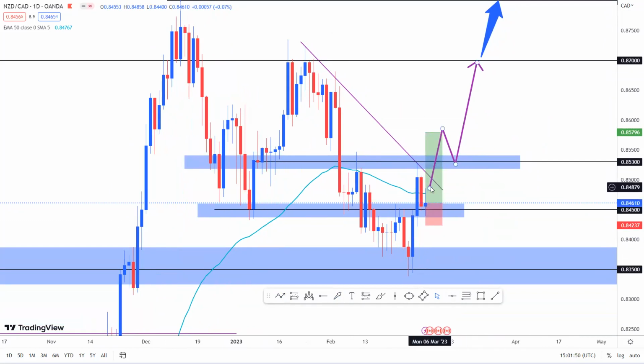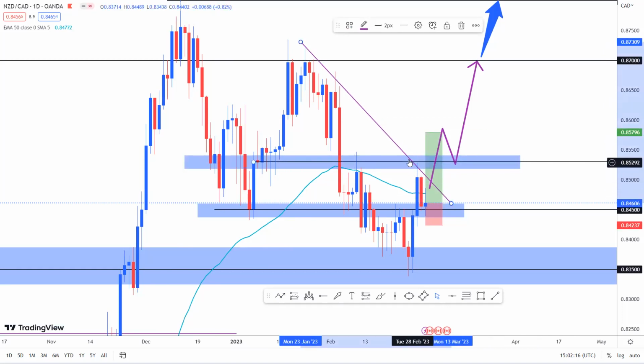But then a more conservative and safer entry would be, once we have a very bullish price movement breaking above this key level right here, the 0.85 key level. That would mean we would have to see price break this trend line right here. Now you can see how that adds up.